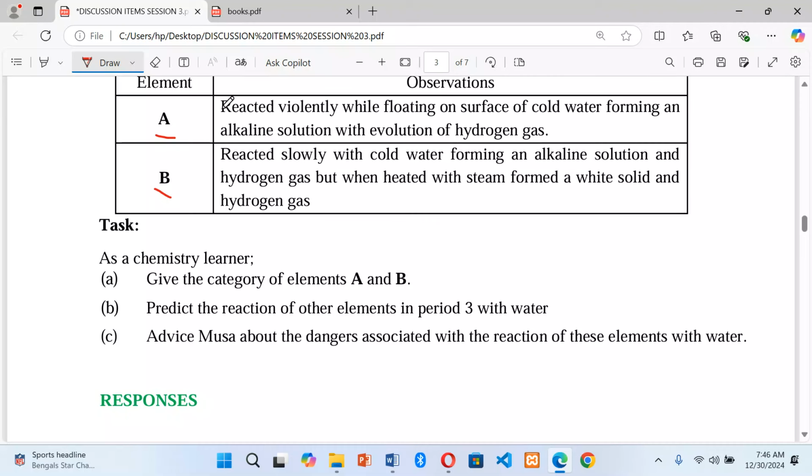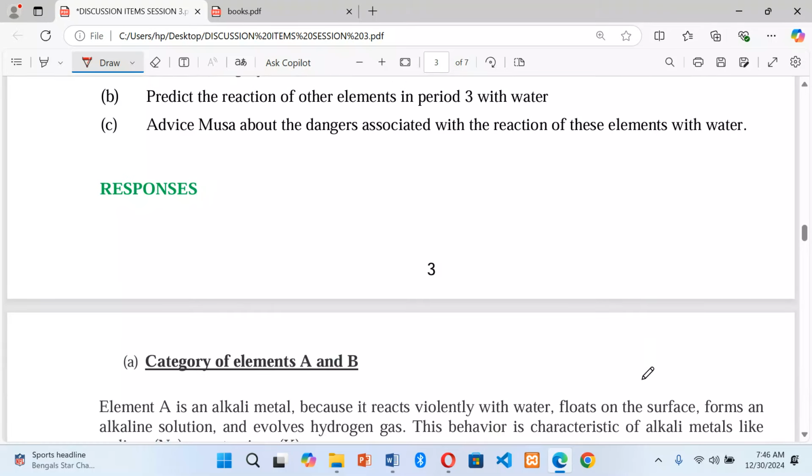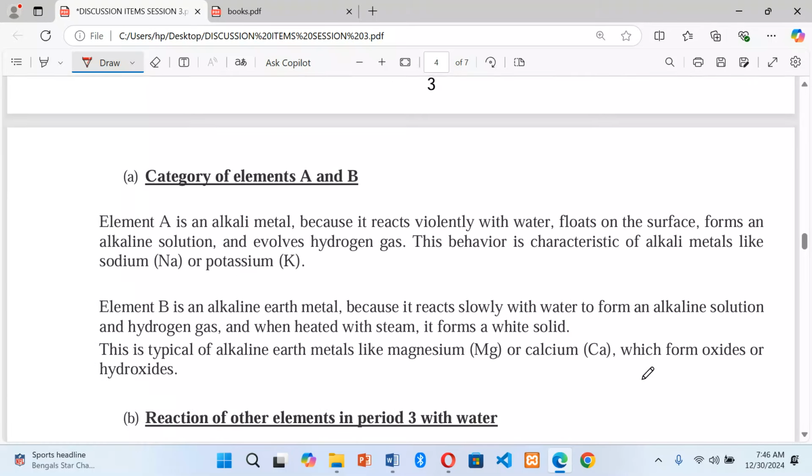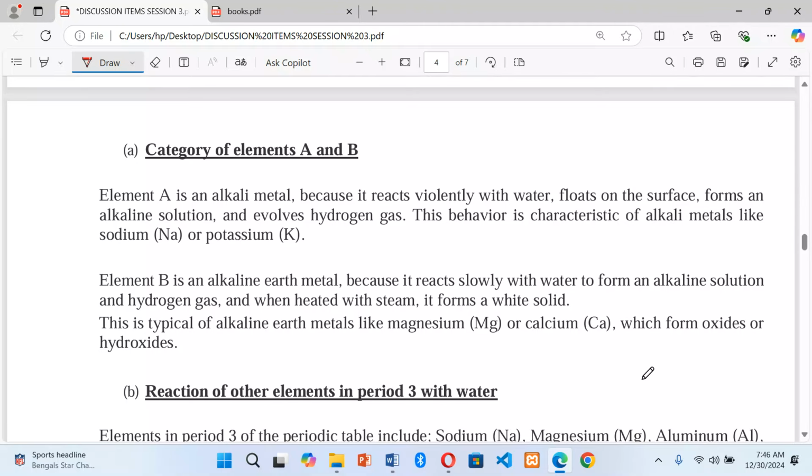But now we see element A reacting differently from element B. Which kind of metals react with water violently while floating, forming alkaline solution? Which ones react slowly with cold water, forming alkaline solution, producing hydrogen gas, but when heated with steam, form white solid? Which kind of metals are those? So that's what they want us to categorize. I said you can always pause and note down in your notebook.